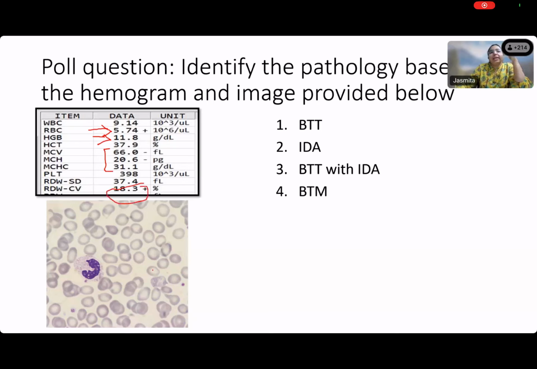If you look at the RDW-CV, that is only 80. Plus, what you see on this smear is that everything looks fairly uniform. So all the microcytes look like they're the same size. So this is actually an image of a patient with beta thalassemia trait, and not that of IDA. So whoever answered one was correct.